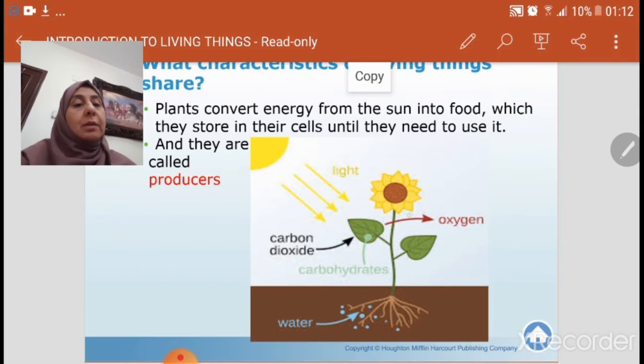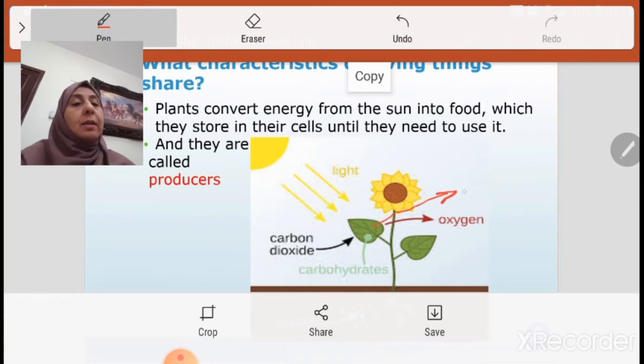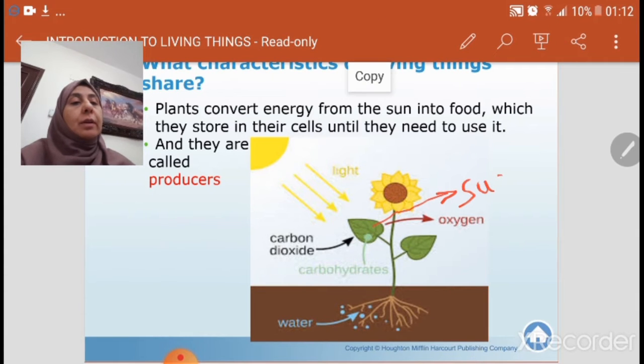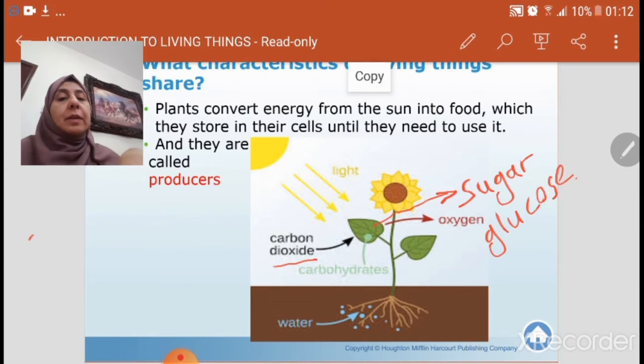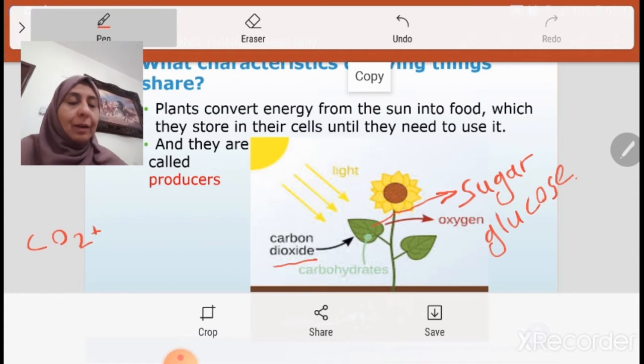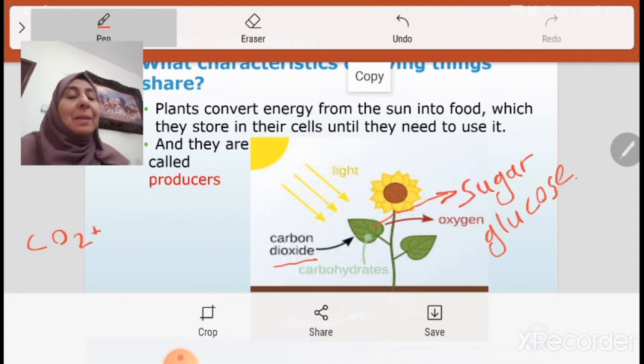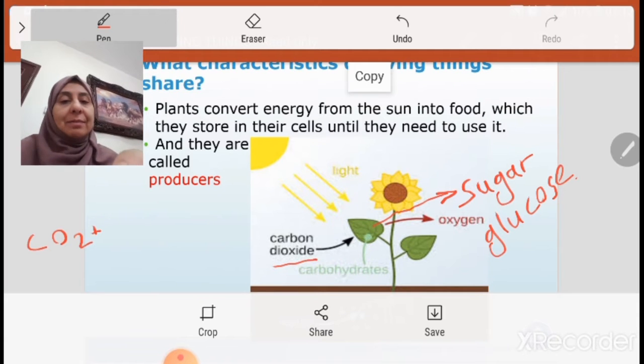So it's not written here, I will write it. What do the plants produce? When they get the energy from the sunlight, they produce sugar. What is the name of this sugar? It's glucose. Okay, so they use carbon dioxide. I will write it quickly. I will not talk about it a lot because it will have its separate lesson. It's very important, very important.